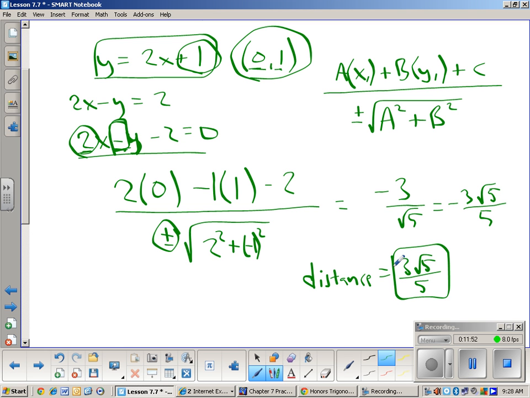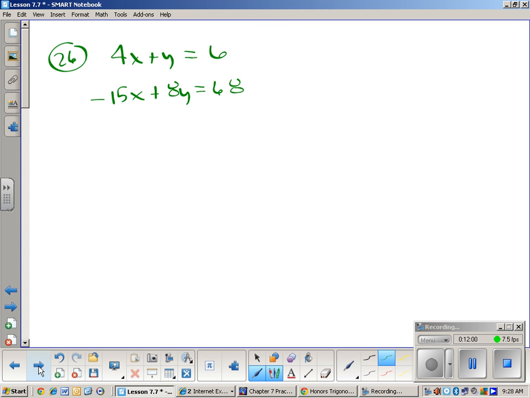So, in this problem, based on my notes, they must be on opposite sides. Okay? All right. I'm not going to do this one, but what would we do to find this one?